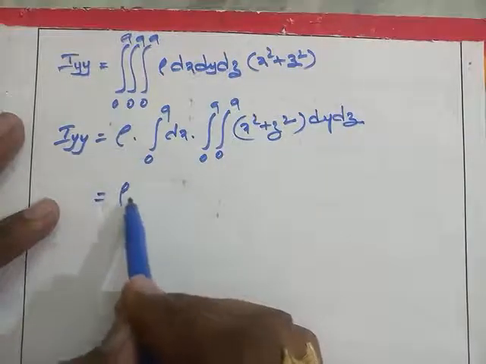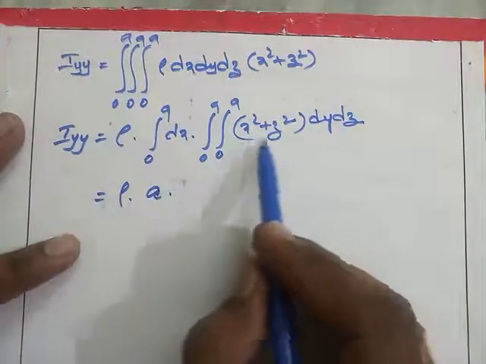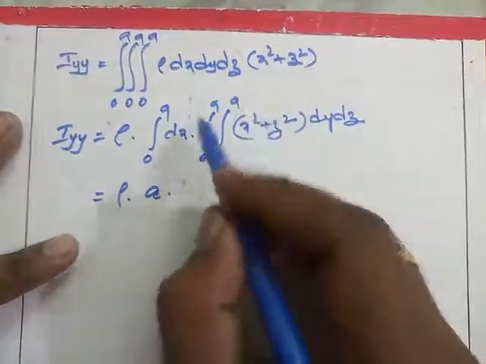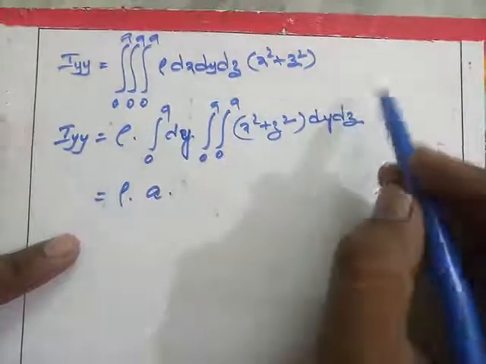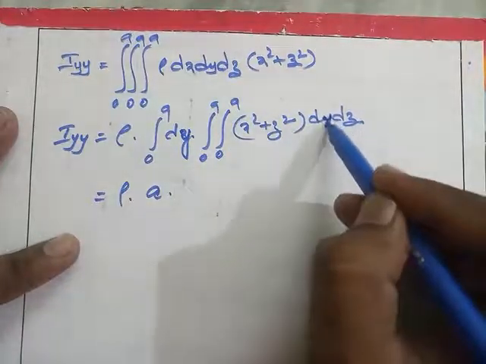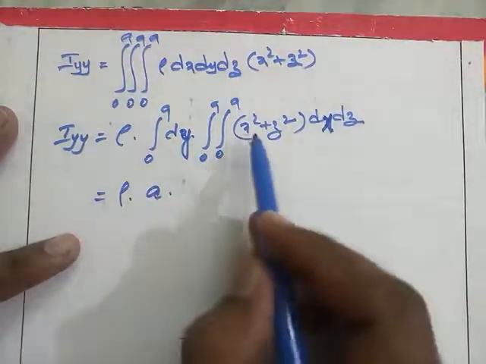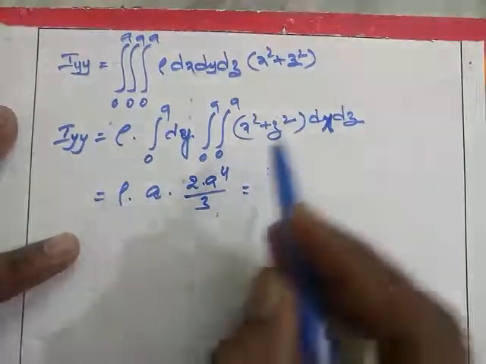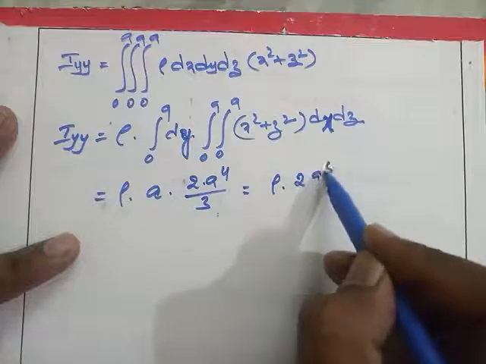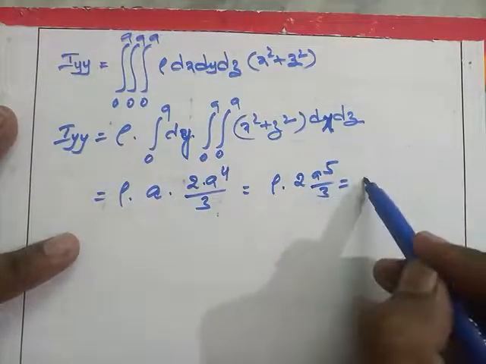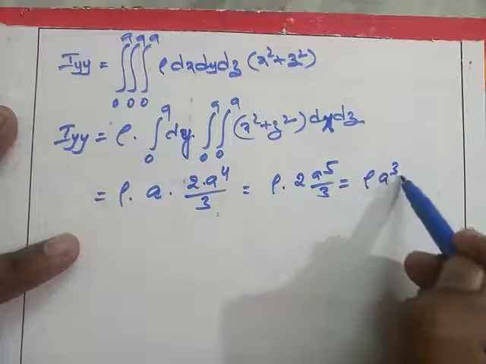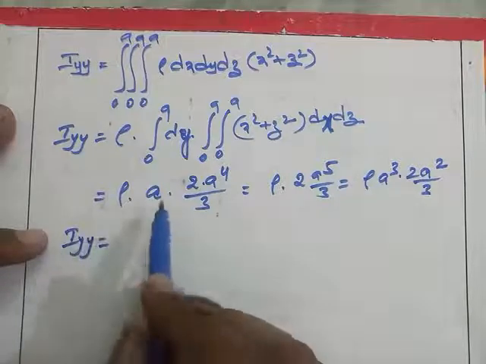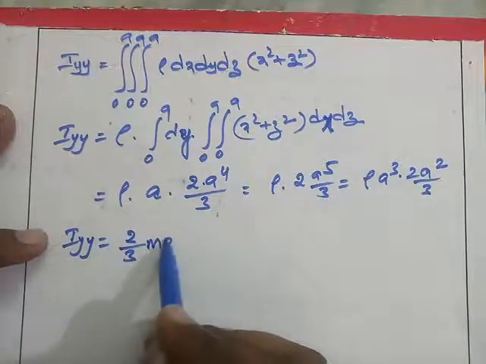Again integrating this one, we get rho into a. After integrating this equation, what do we get? Here you have to write y, and this is dx dz. After integrating, we get 2a to the power of 4 by 3, and finally rho into 2a to the power of 5 by 3. Again this can also be written as rho into a cube into 2 a square by 3, and finally we get Iyy is equal to 2 by 3 m a square.